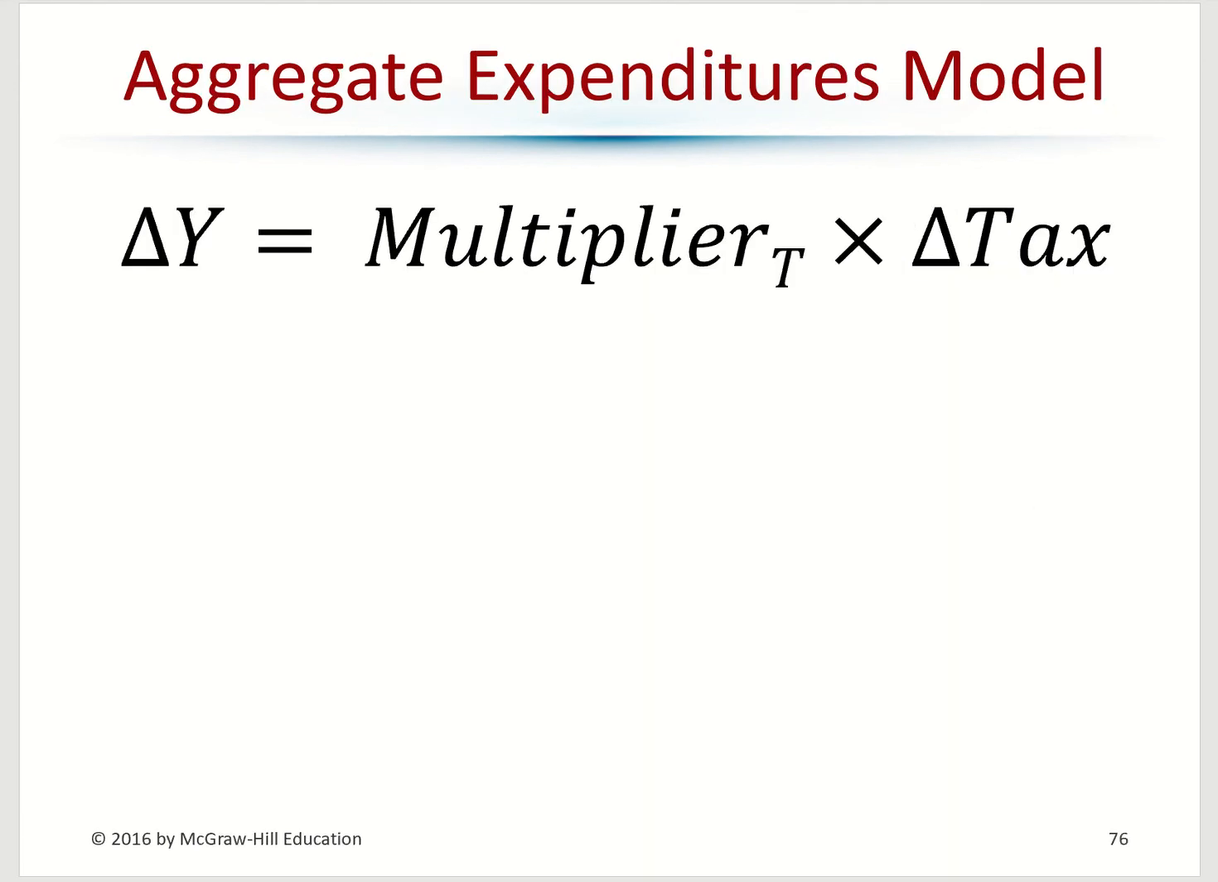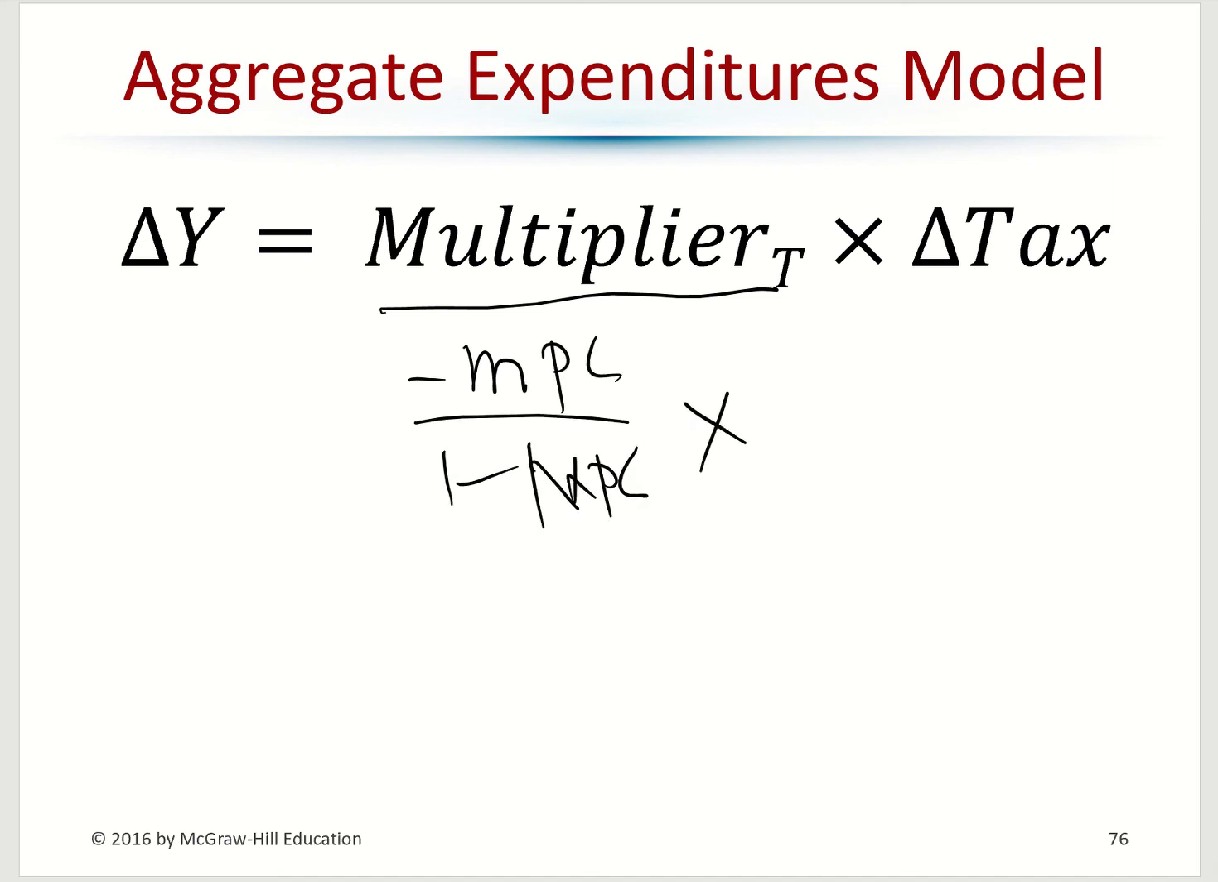So this is true here. Your total change in expenditure equals the multiplier for tax, which is again the negative MPC over 1 minus MPC, times the change in tax. So either an increase or decrease in how much our tax is.